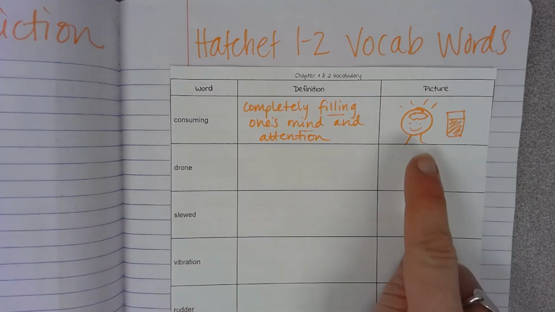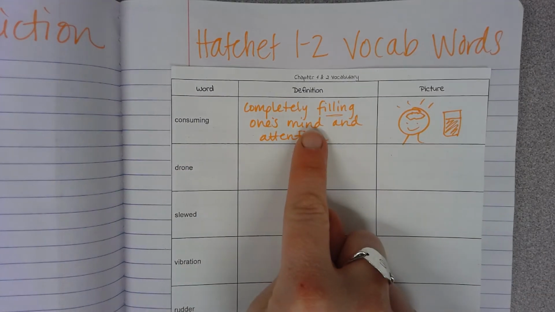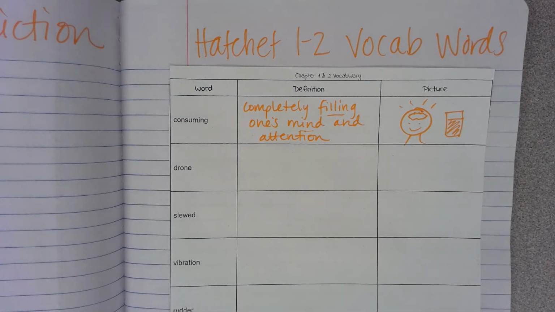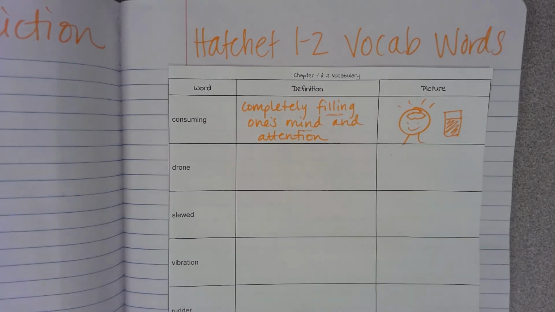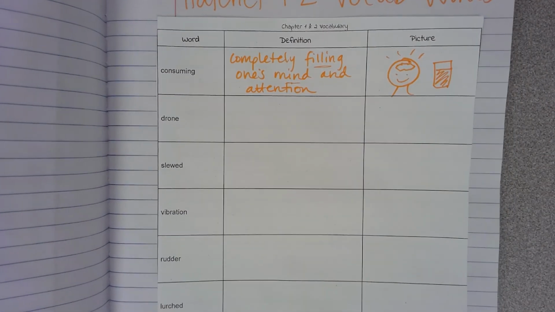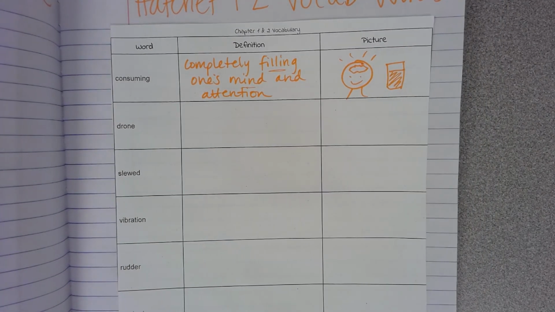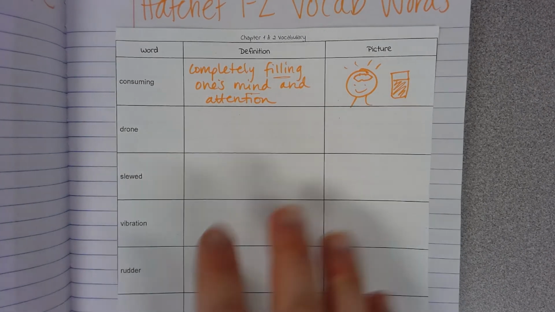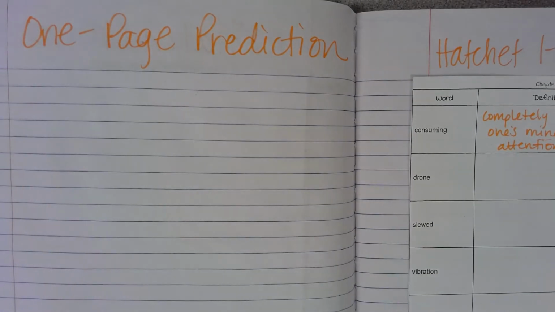So if you want to copy this down or think of a different picture or copy my picture down, I'm not an artist by any means, so you are more than welcome to change what my picture is here. But you're going to find the definitions for each of the other words that are listed here and then create pictures that represent that. All right, so that is your job today, to do the one-page prediction.